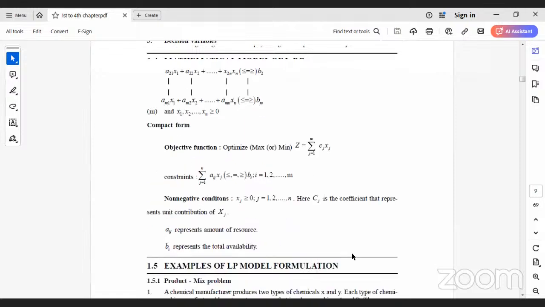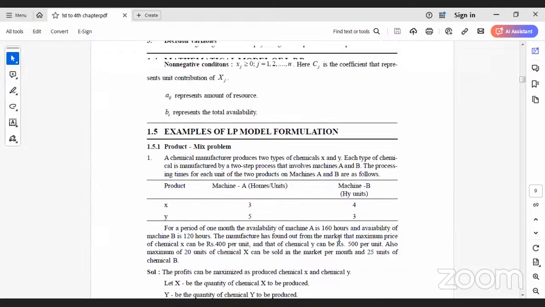So the compact form we are taking. The objective function we are taking maximum or minimum, just now I am speaking here, that is summation of j equal to 1 to n cj xj. Constraints: summation of j equal to 1 to n aij xj less than or equal to, or greater than or equal to bi, i equal to 1, 2, 3 and so on m. Non-negative conditions we are taking here: xj greater than 0, j equal to 1, 2, 3, 4 and so on n. cj is the coefficient representing the unit contribution of xj, aij represents the amount of resource, and bi represents the total availability.